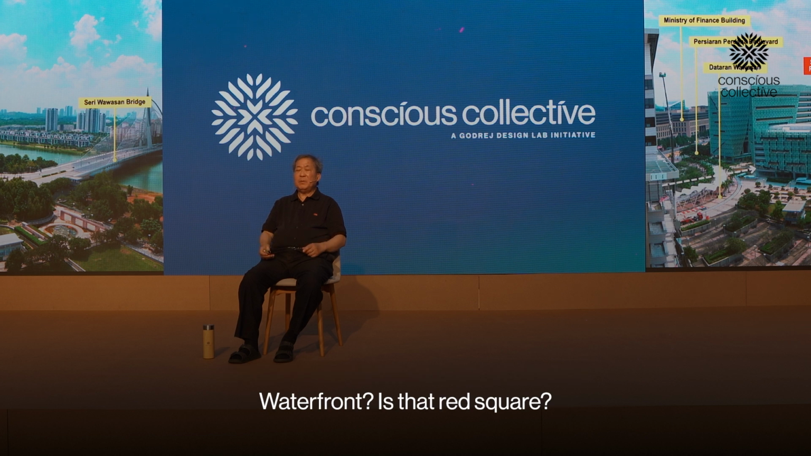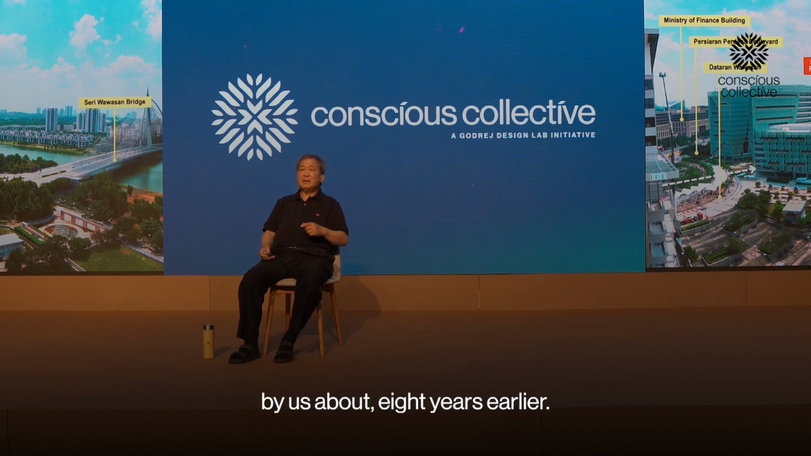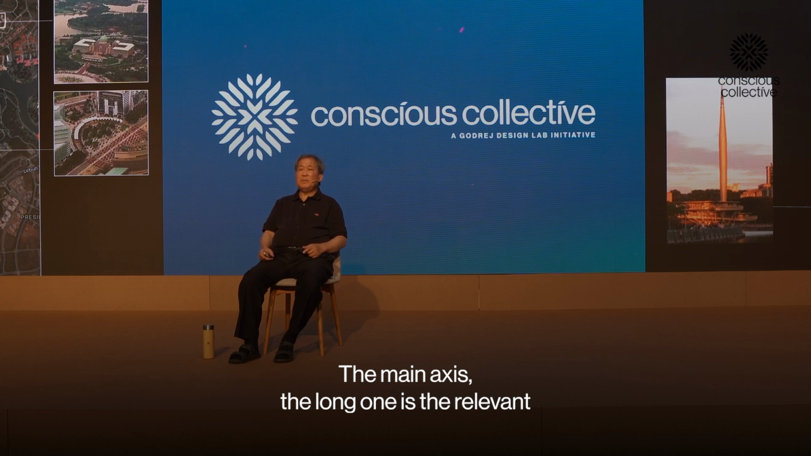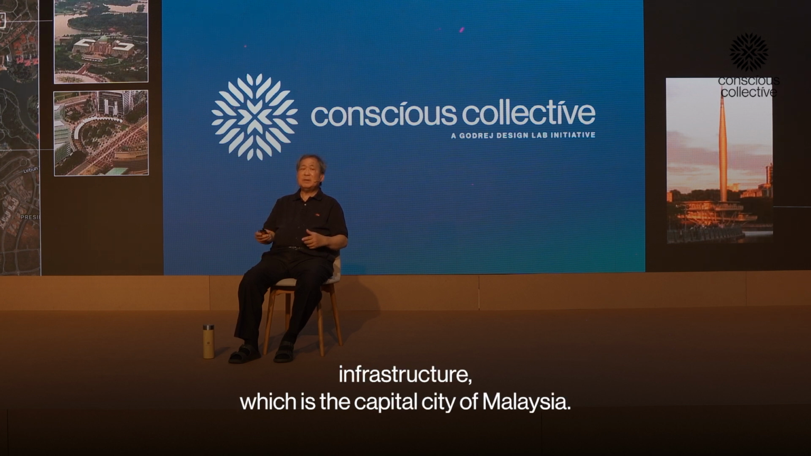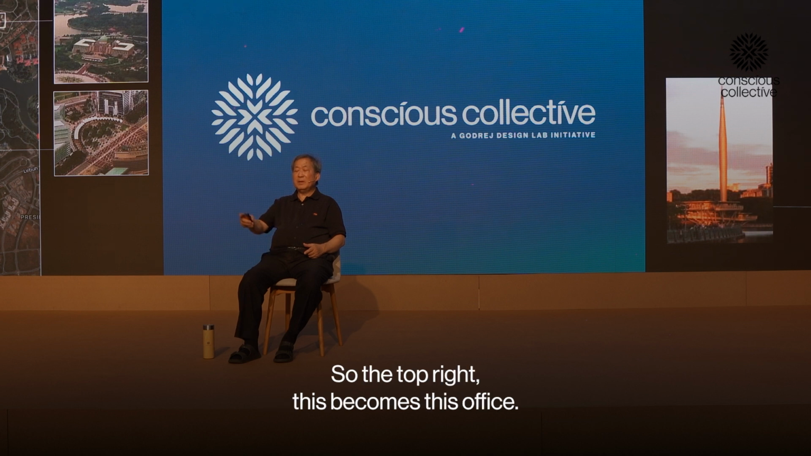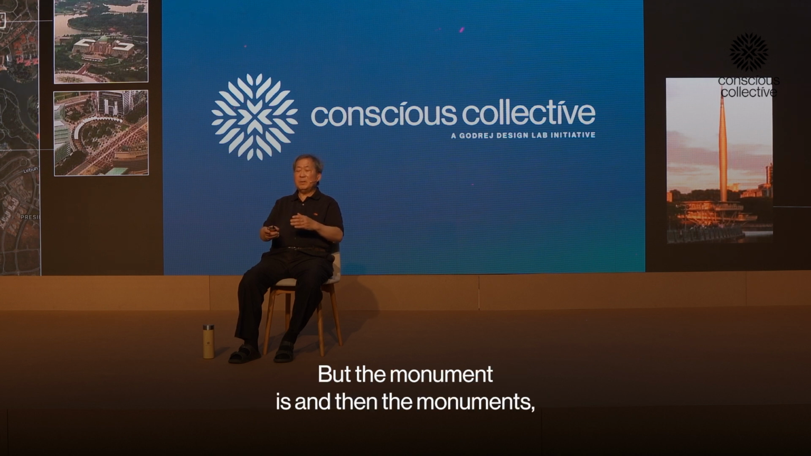The waterfront is that red square. Is the Millennium Monument, which was also designed by us about 8 years earlier. So here's the monument. You can see the axis. The main axis, the long one, is the boulevard in Putrajaya, which is the capital city of Malaysia. It leads to the Prime Minister's office, which is at the end. So on the top right is the Prime Minister's office. And then the second axis is the one that goes to the waterfront, where the monument is.